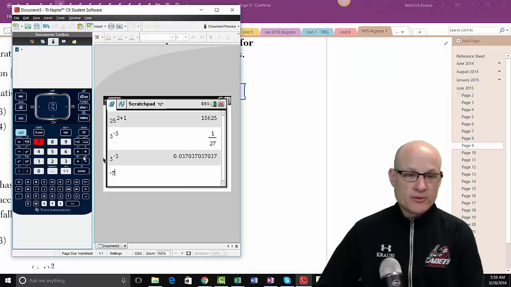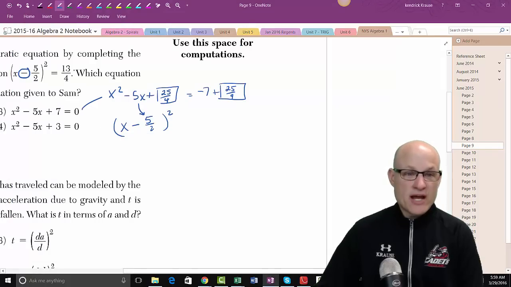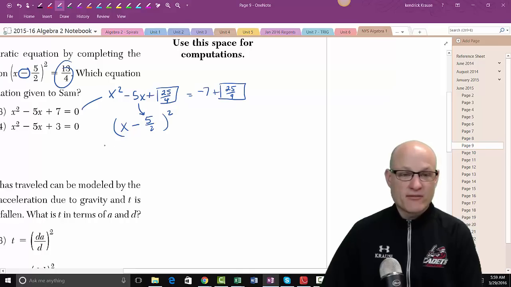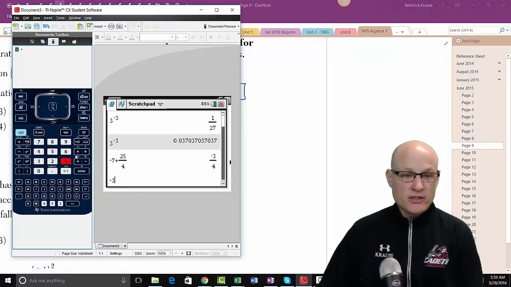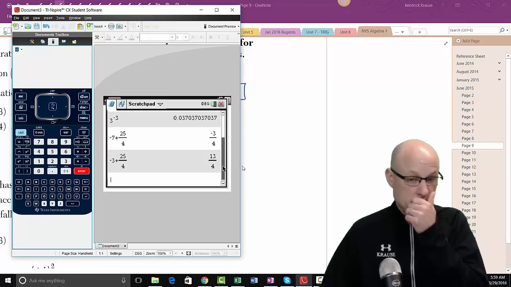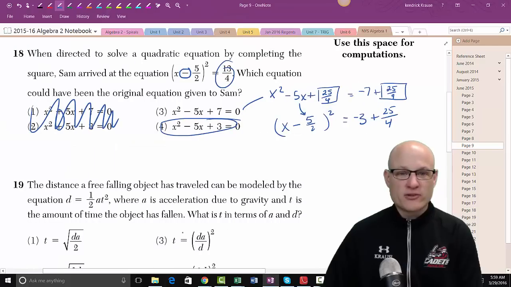Negative 7 plus 25 divided by 4. Boom, it's negative 3/4. It's not 13/4. So that's not right. This problem's the exact same thing, except it's got negative 3 plus 25 over 4. So let's try negative 3 plus 25 divided by 4. And that one is 13/4. And there it is. So that's one way to solve this ridiculously stupid question.